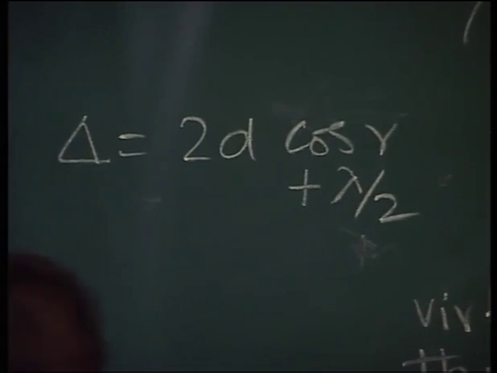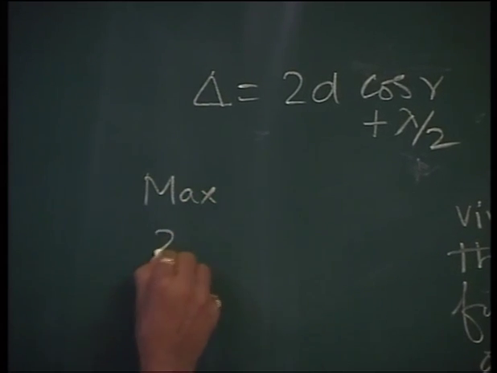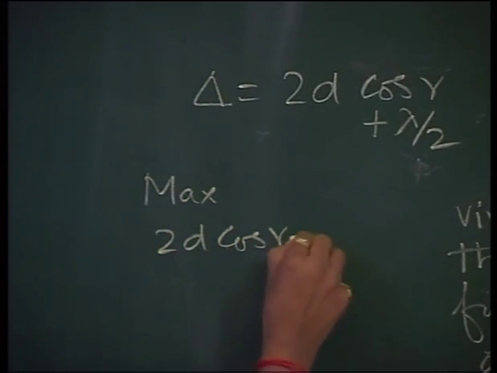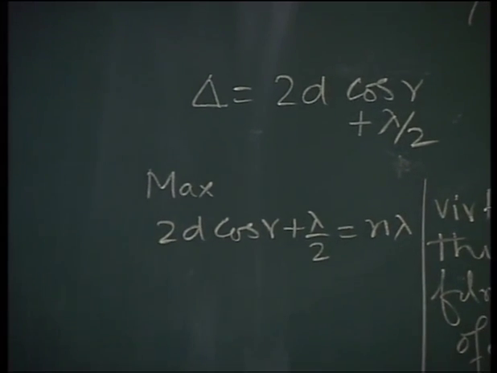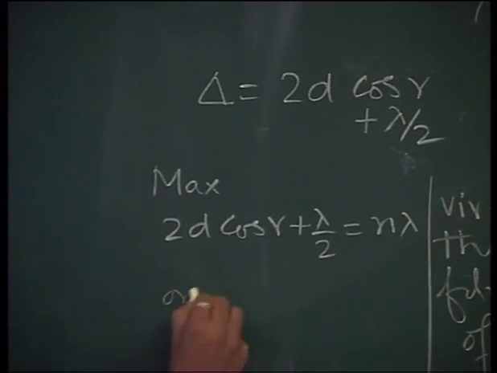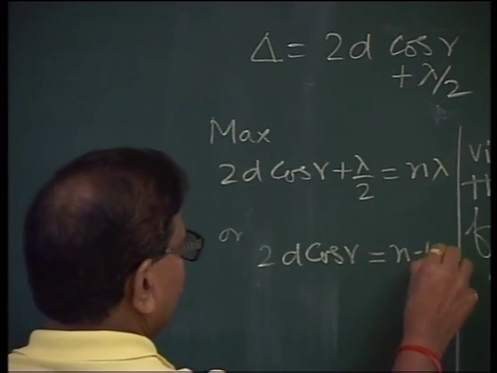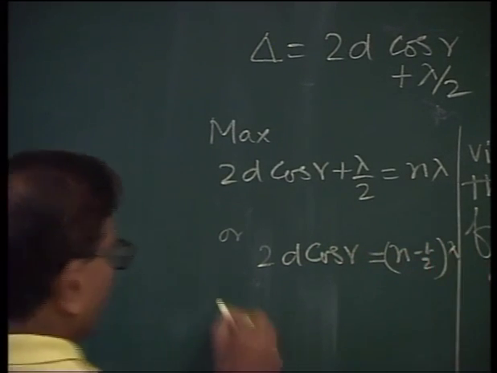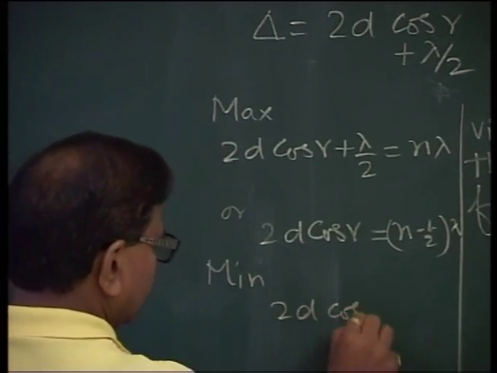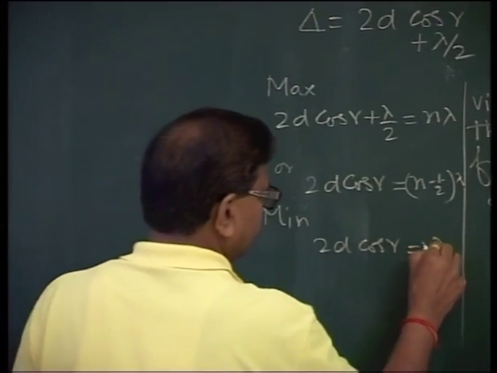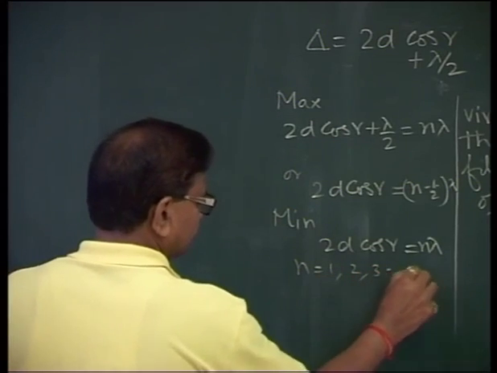Obviously, for an interference maximum, 2d cos r plus lambda by 2 must be equal to n lambda, or 2d cos r must be equal to (n minus half) lambda. For a minimum, obviously, 2d cos r is equal to n lambda. n is obviously 1, 2, 3, 4 and so on, an integer.